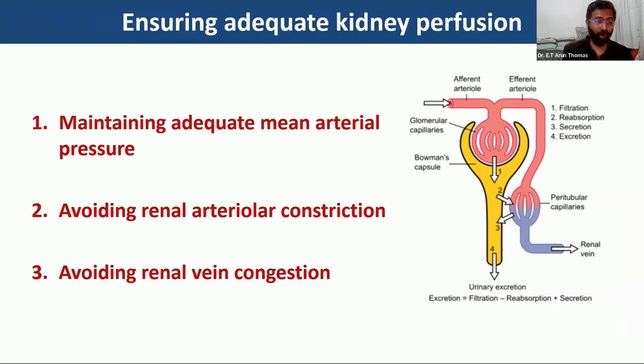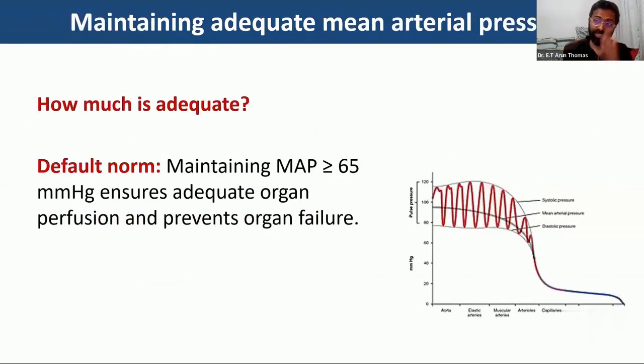The last thing is something which we often overlook. So by ensuring these three points, we can ensure an adequately perfused kidney during AKI, and we can get a good outcome. So the first thing is how to maintain adequate mean arterial pressure.